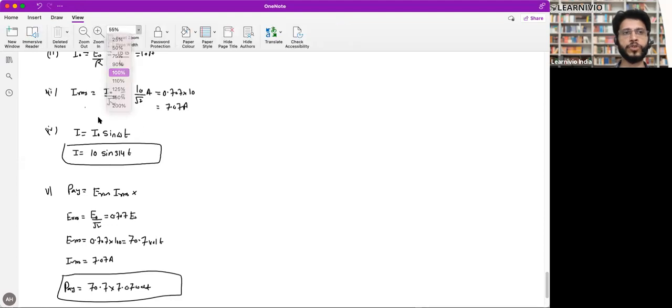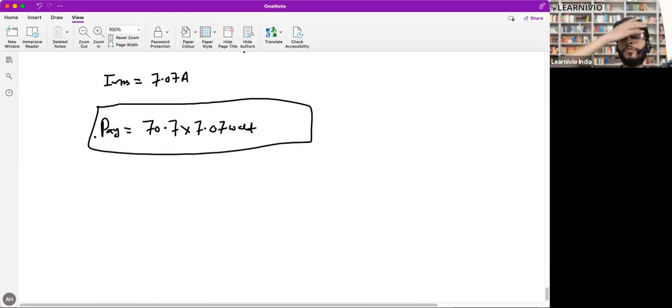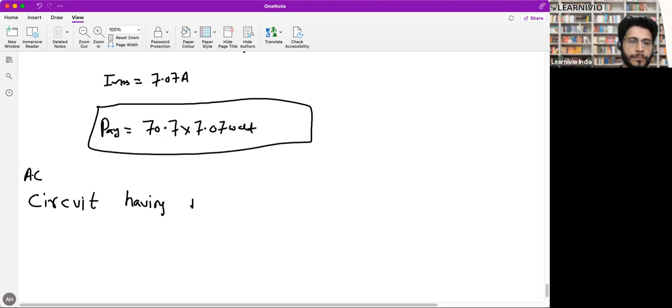Yes, sir. Sure. So that was about the first circuit, the most simple circuit having a resistor only. You have various circuits next, but the construction is the same. The next circuit is the circuit having an inductor only. AC circuit having inductor only.